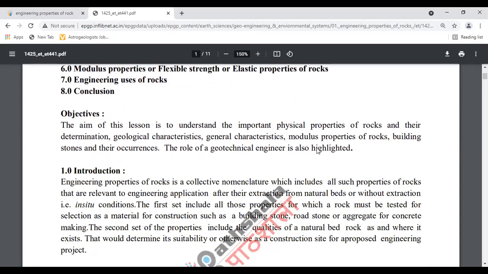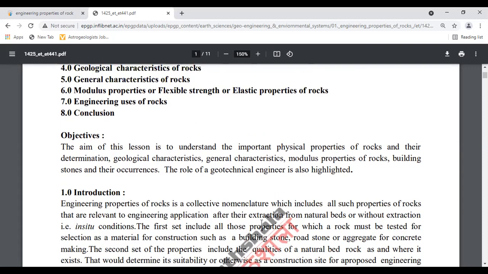The main objective of engineering properties of rocks is to understand the important physical properties of rocks and their determination, geological characteristics, general characteristics, modulus properties of rocks, building stones, and their occurrences. The role of a geotechnical engineer is also highlighted.